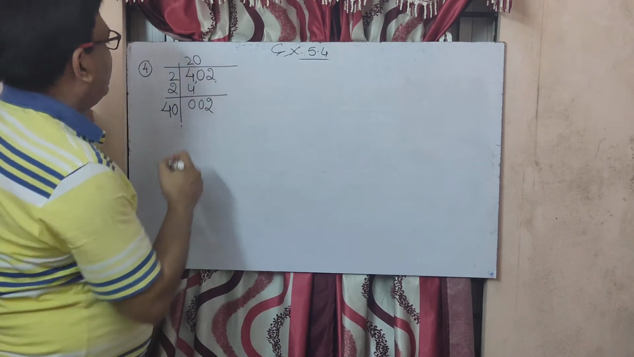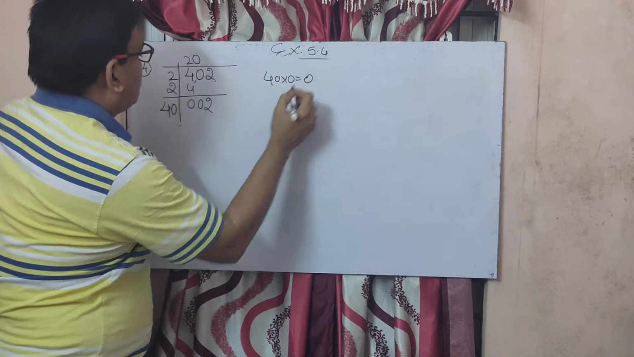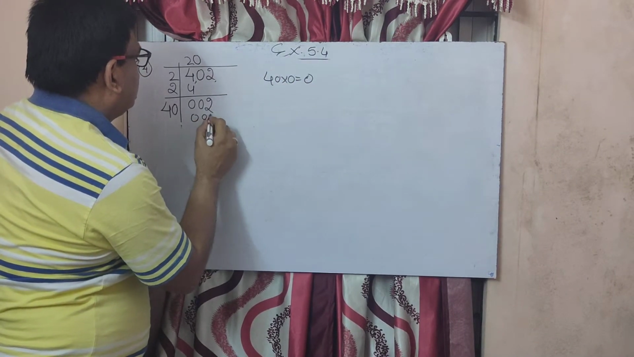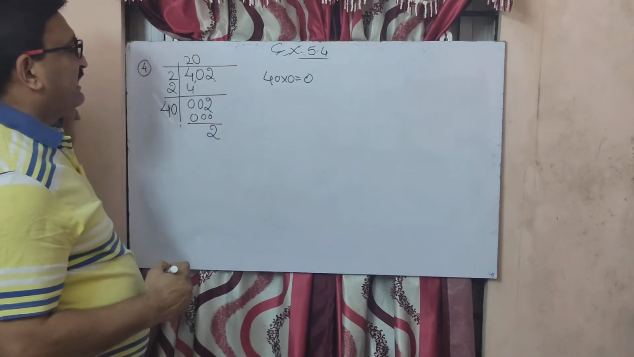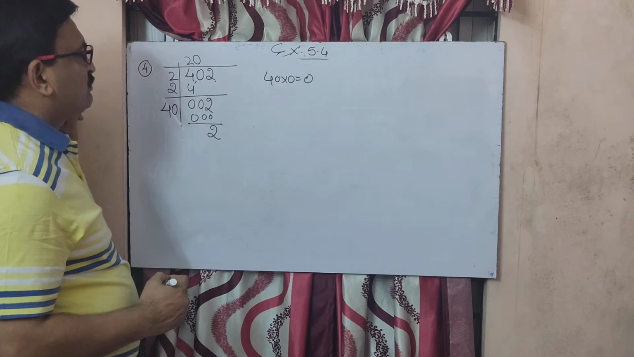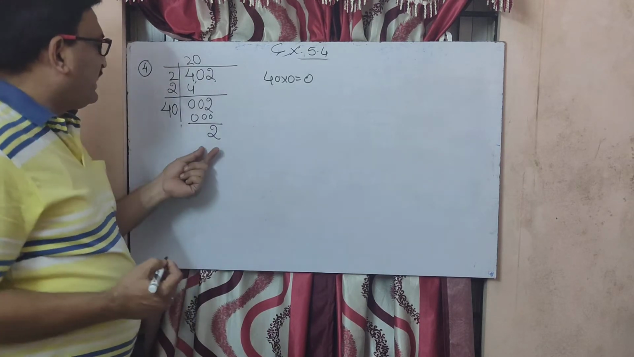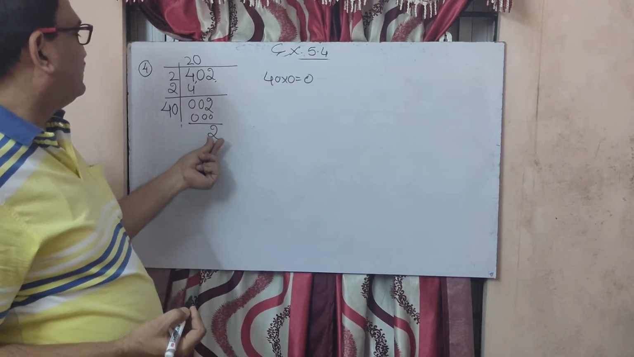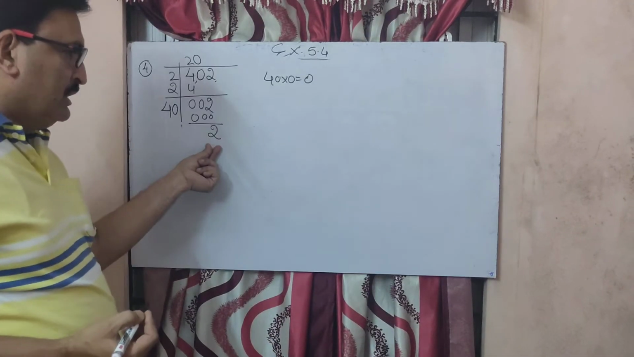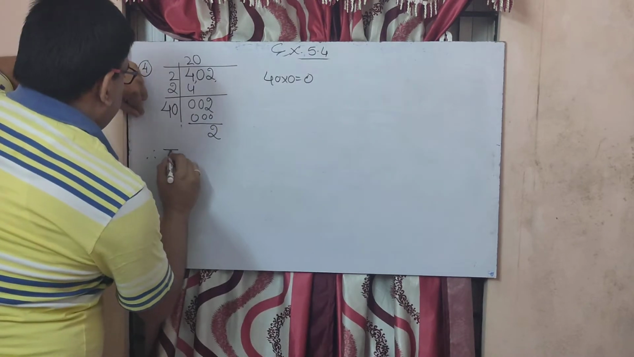So 40 into 0 is how much? 0, so 000. So again what do we get? 2. If we want to take the next number, what should we do? Now you can see here, after 20, we get the remainder as 2.